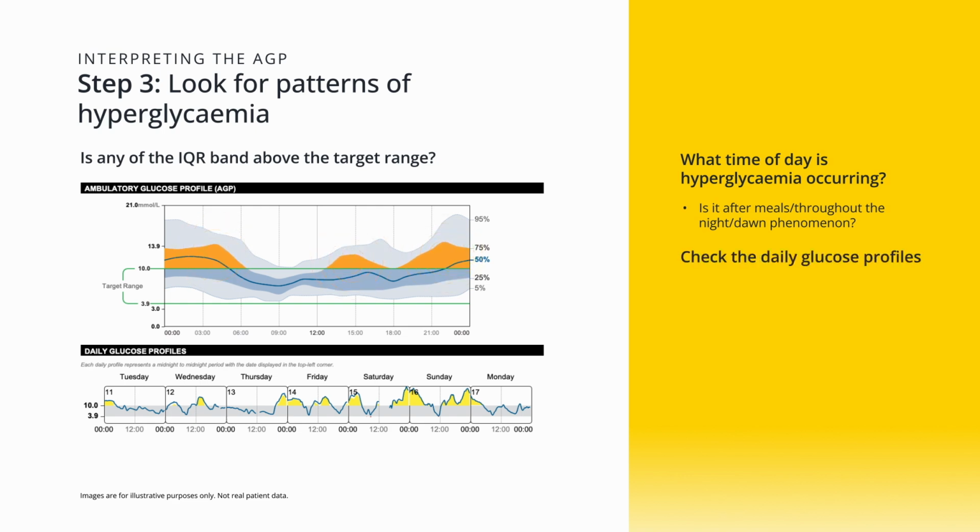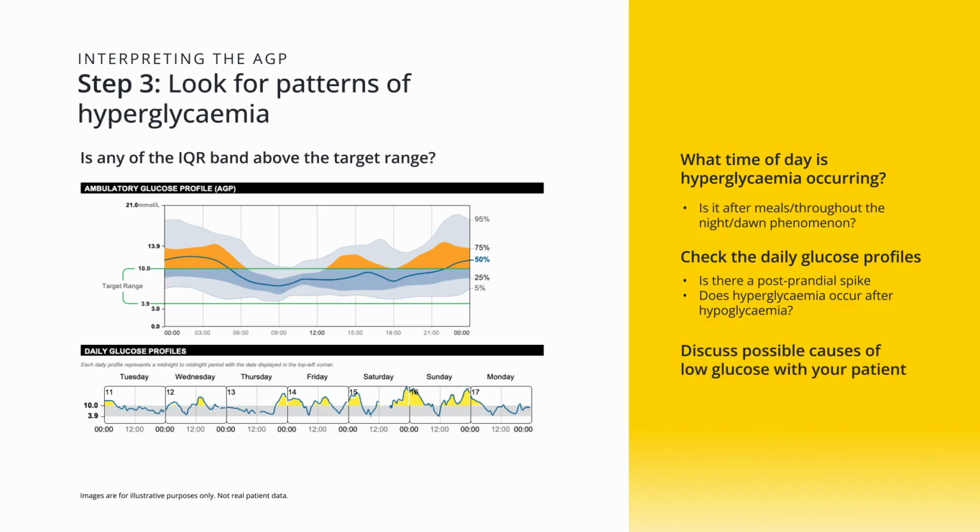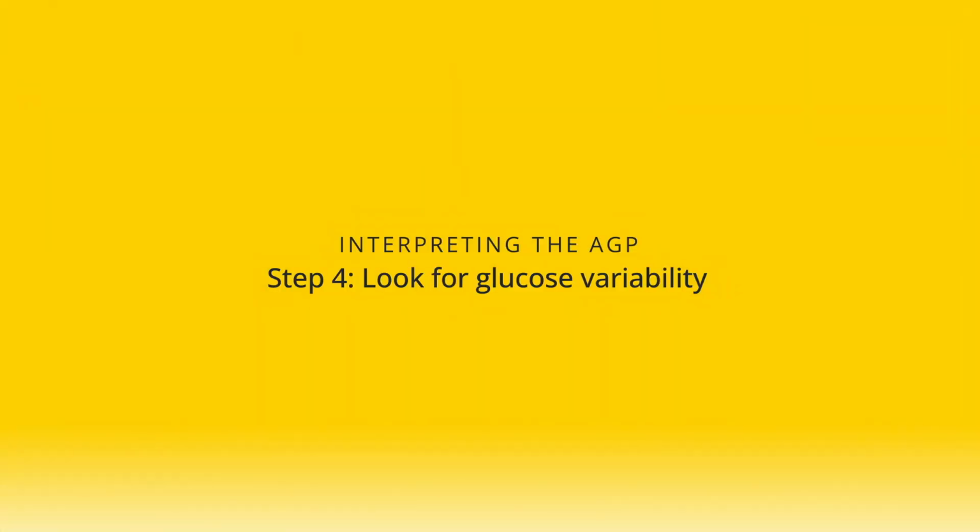Check the daily glucose profiles to see if there are any particular days that hyperglycemia is occurring, and discuss with your patient what the causes may be. They could include insufficient insulin, timing and dose of insulin, increased food intake or snacking, reduced activity, or illness or stress. Step 4. Identify glucose variability.